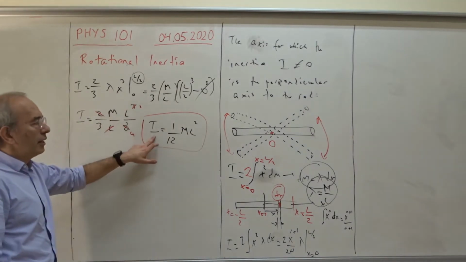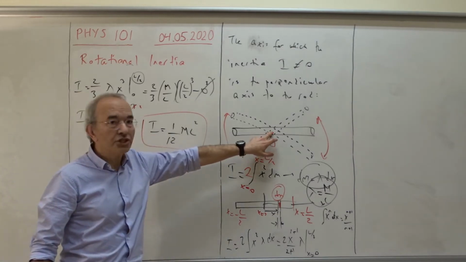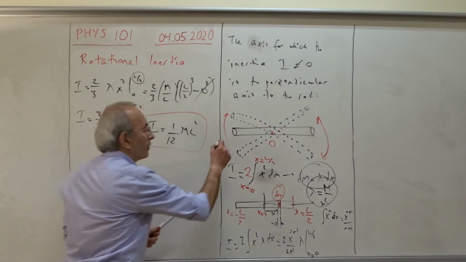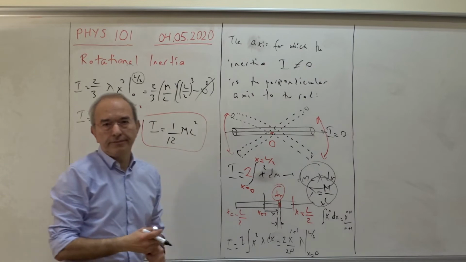So this is the inertia for rotations around those axes. However, for this kind of axis, I is equal to 0.